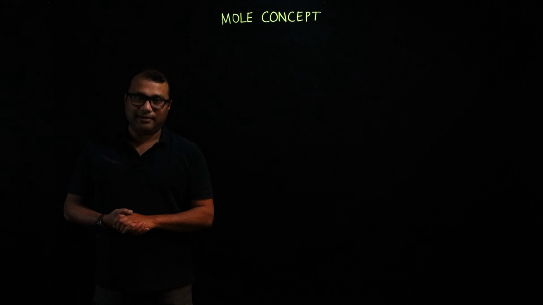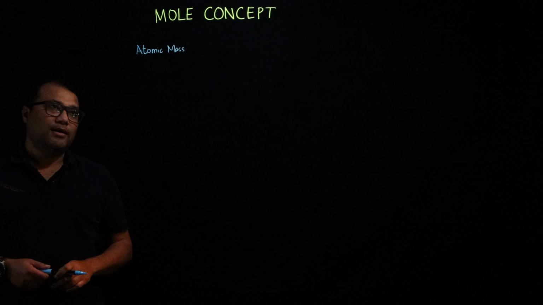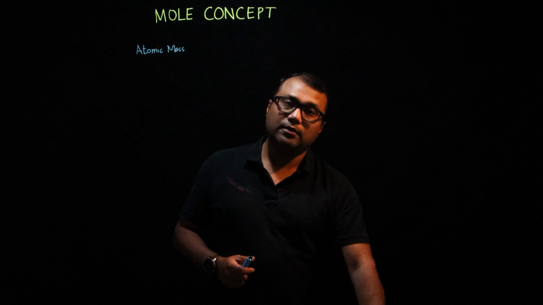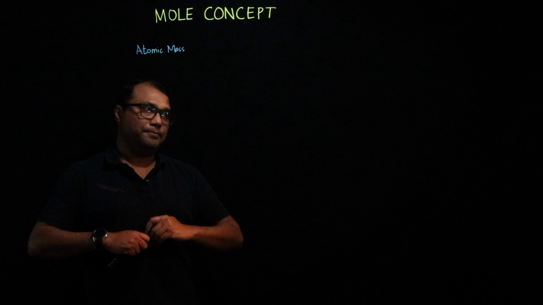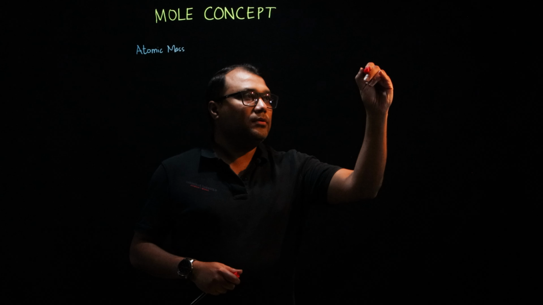The first concept that we will introduce is atomic mass. Now what is atomic mass? Atomic mass is very simply the mass of an atom. So let's see quickly what comprises an atom. In an atom we know there is a nucleus, there are protons and neutrons in the nucleus.